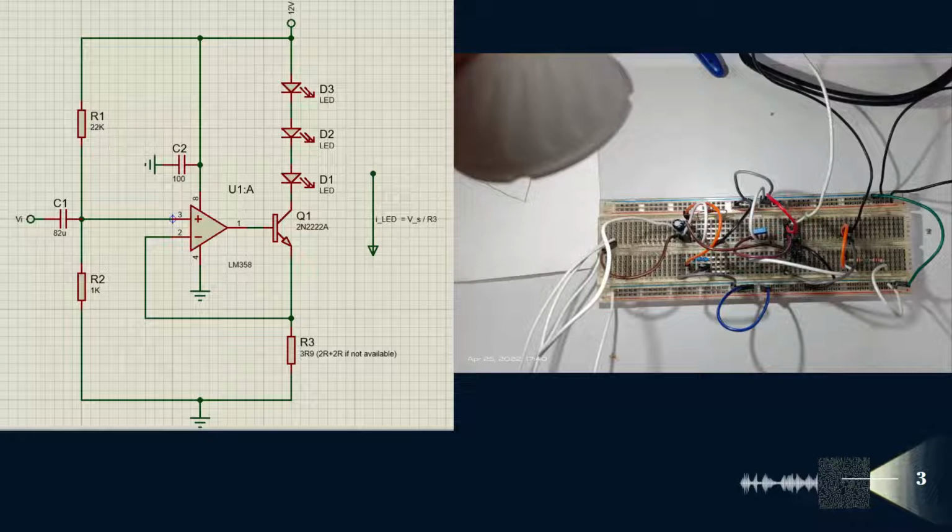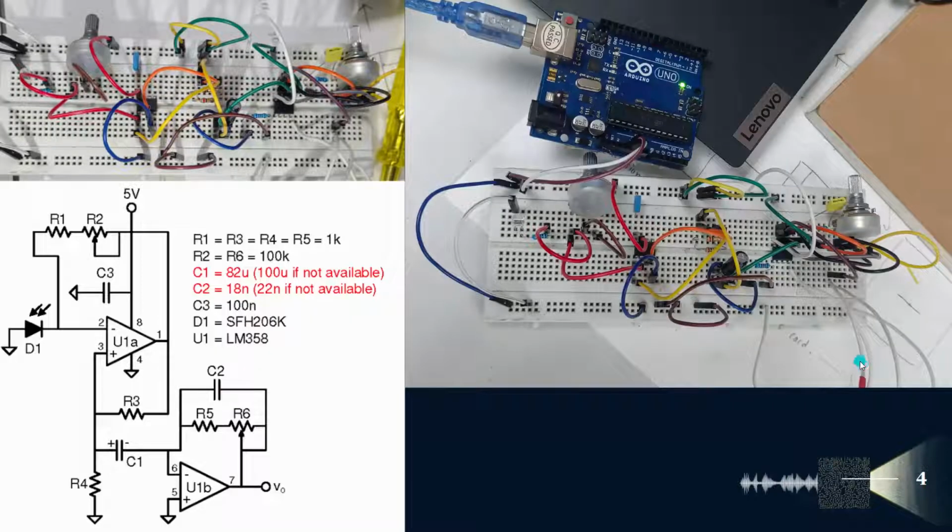And to find R3, which is the resistor right here, we can calculate by V bias divided by ILED max, which is 0.5 amp, and our V bias is 0.5, so 0.5 divided by 0.5 is 2 ohms. Our R3 will be 2 ohms. And next is the audio VLC receiver circuit.